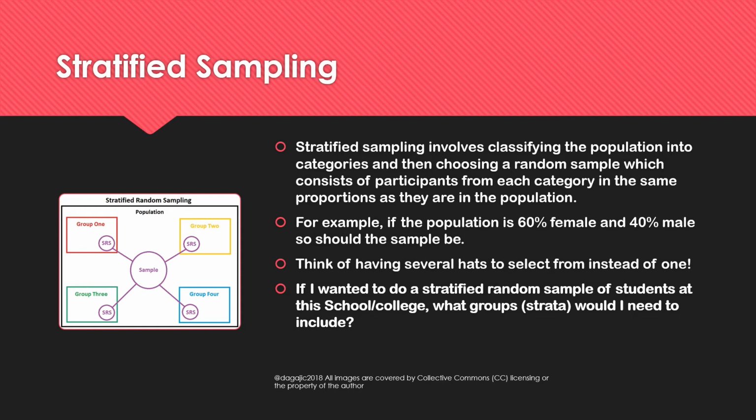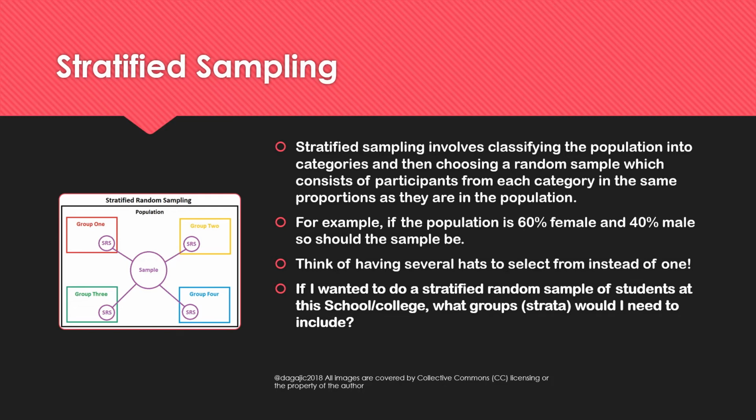So if you imagine that our fictional population is 60% female and 40% male, for a stratified sample we'd need to make sure our sample was proportional, and that's a really important word here, proportional to the population. So if we were just choosing 10 people, 6 would have to be female and 4 would have to be male. And basically what we do is we have several hats to select from instead of just one.